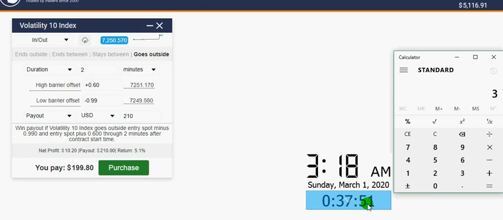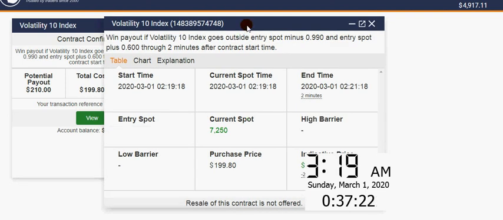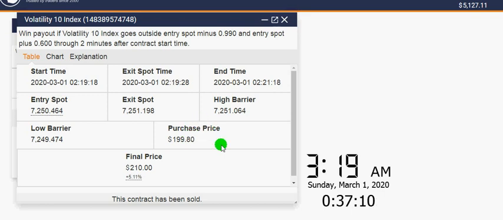Once this seconds is in 20 something, we'll click on purchase. In 20 something, we click on purchase right there. 25. Okay, that's our third trade. So these are entry spots. These are the current spots. We are almost close. We already won that trade again. We won the third trade again.